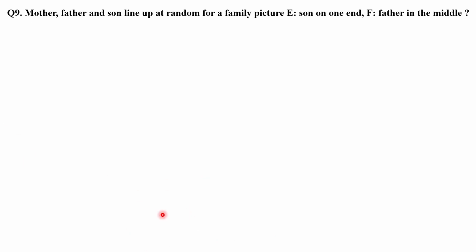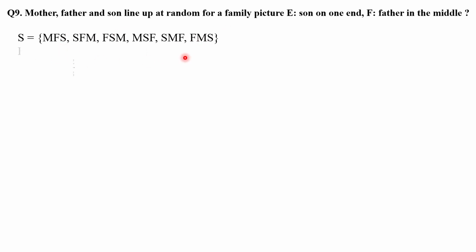Now question number 9. Now here mother, father and son line up at random for a family picture. E is son on one end and F is father in the middle. So we need to find out a sample space first of all. So sample space will be M is mother, F is father, and S is son. So MFS, SFM, FSM, like the coin cases. I just made the sample space for that too.